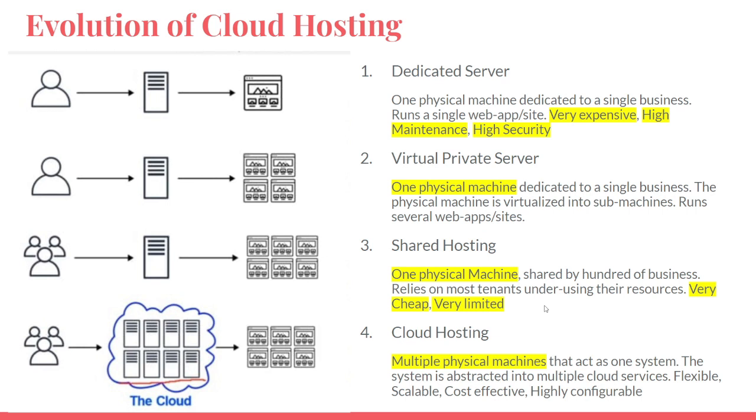But now, because of cloud hosting, multiple machines act as one system. The system is abstracted into multiple cloud services. There are many tools and services that you will get to enable you to build your applications and apps. The specialty of cloud is that it is flexible, scalable, cost effective, and highly configurable. You pay as much as you use. If you are underutilizing your resources, you pay less. If you're getting high traffic, you pay more. So it's more cost effective in this way.